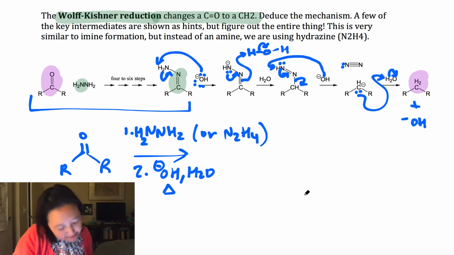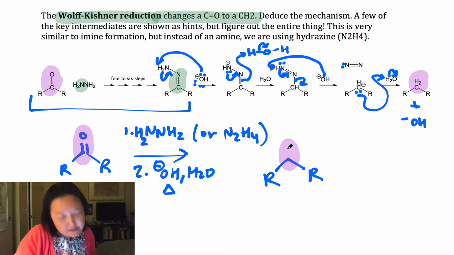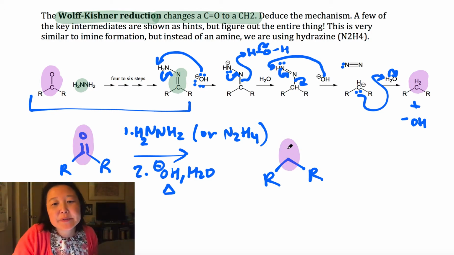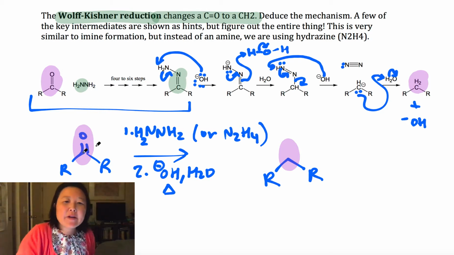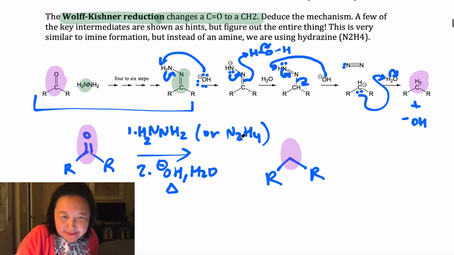All right, so what that's going to do is that's going to give you the reduction. So notice carbonyl gets reduced to a methylene group, CH2. All right, so please write that down, remember it, work out the mechanism for the first part. That's what I'm asking you to do right now.